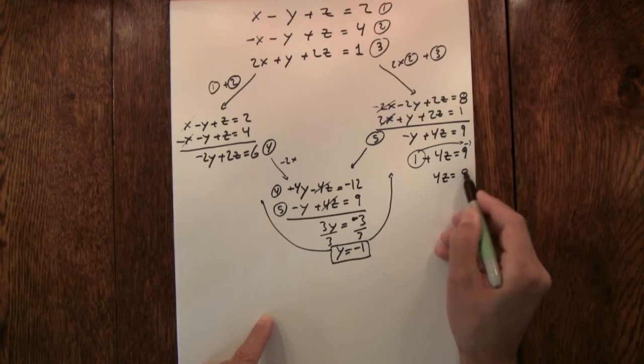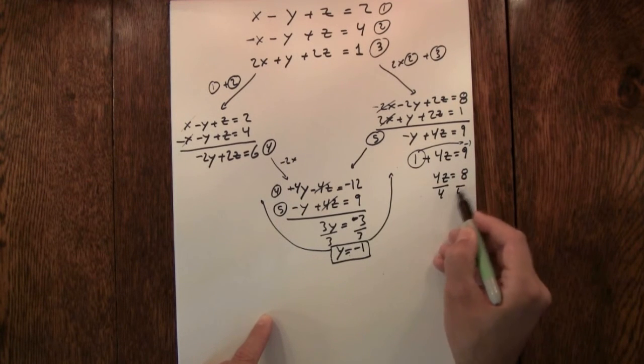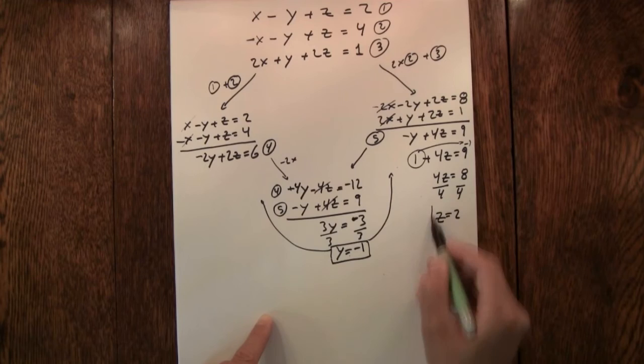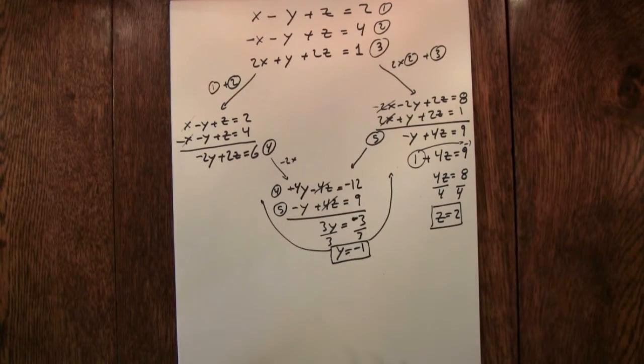So this is 4z is equal to 8. And I'm going to divide by 4. So z is going to be equal to 2, right? That's my z value for this. I'm just going to have to make sure that that's correct, right?